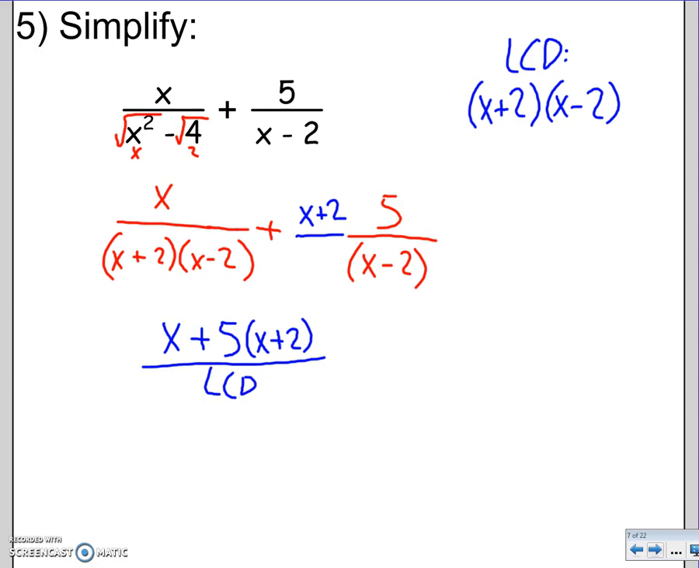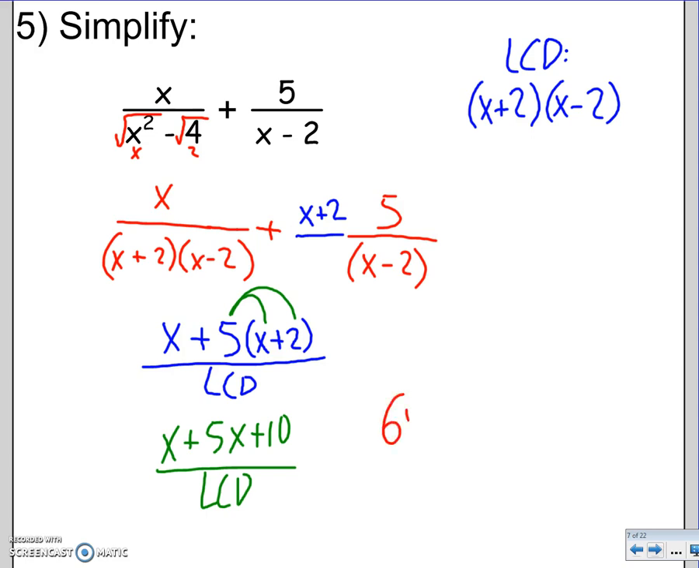Right. Well, now I'm going to distribute. The x stays the same, but this 5 is changed to both of these. 5 times x is 5x. 5 times 2 is 10, over the LCD. I've got to combine like terms. Well, x plus 5x is 6x plus 10 over the LCD.